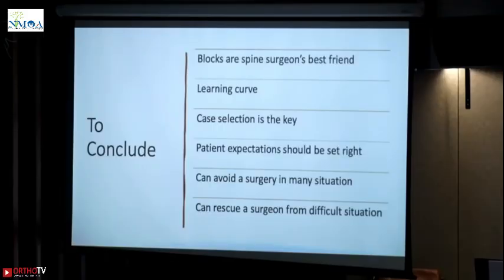To conclude, they are the best friends a spine surgeon can have. Even in difficult situations, they can make you get out. There is a learning curve, but we are more trained because of our C-arm and radiological exposure. Case selection is very important. Patient expectation should be set right, that this is a temporary procedure. If your pathology gets regressed, it's permanent for you. But if it comes back again, I might have to do something in that situation.